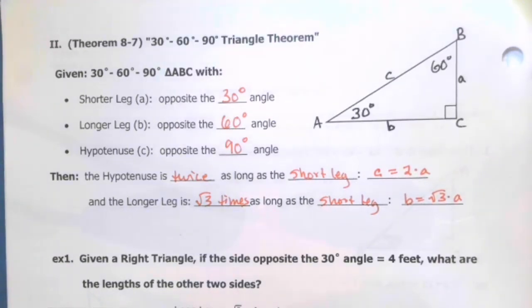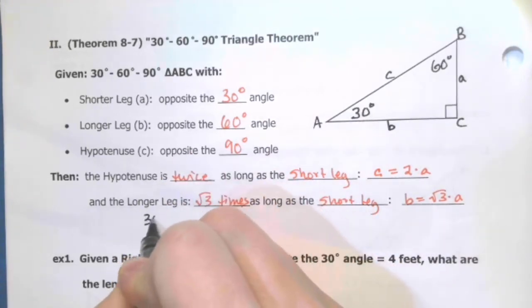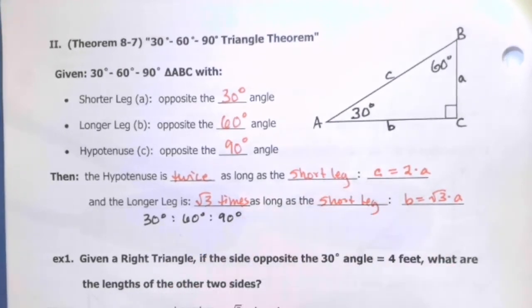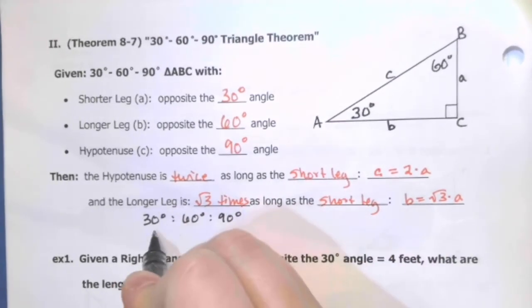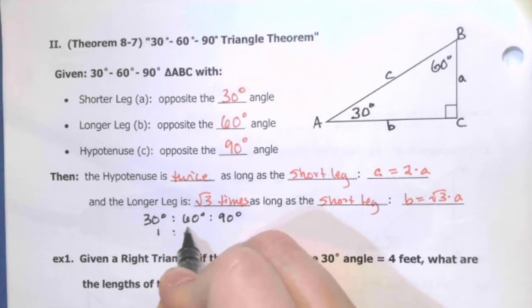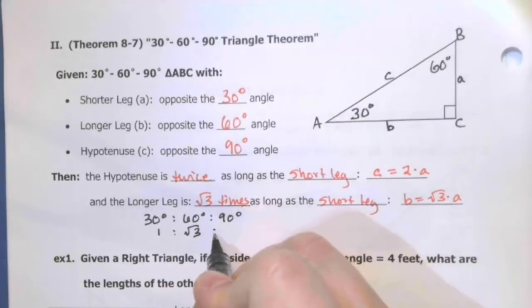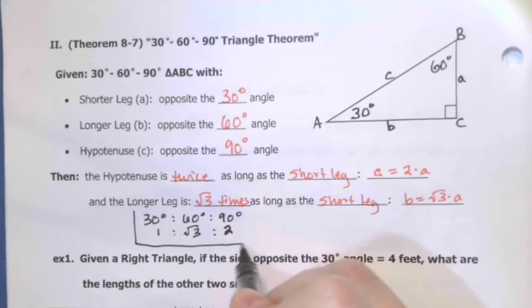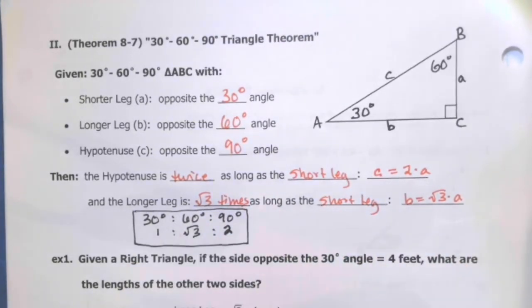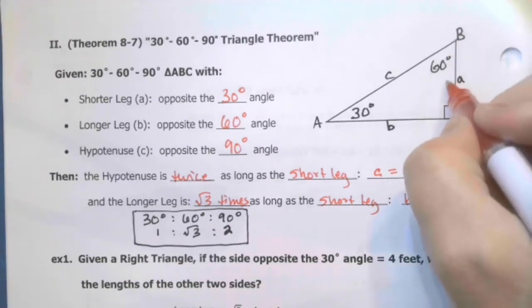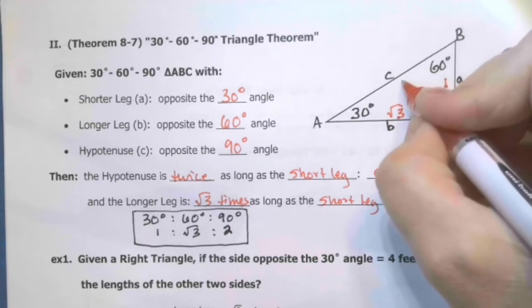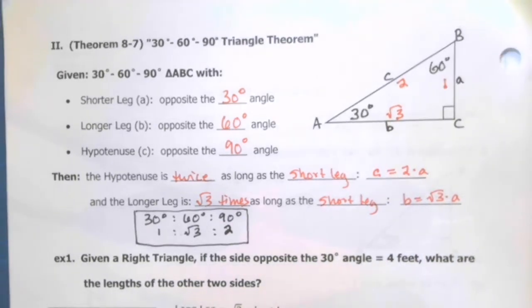Now, of course, that's the theorem. It's much easier, I think, if you set it up in colon form, 30, 60, 90, and the sides are always going to be 1 opposite the 30, radical 3 opposite the 60, and 2 opposite the 90. There is your ratio of sides. So again, the short leg is 1, the long leg is radical 3, the hypotenuse is 2, and that's as small as that triangle can get.